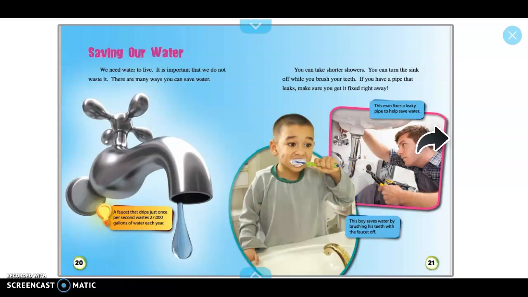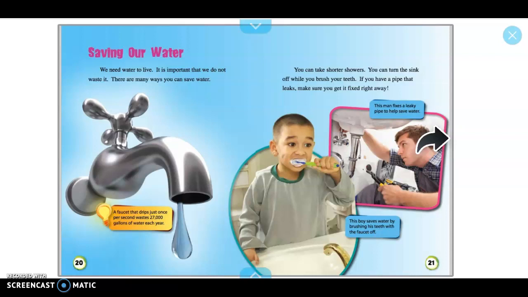Okay, saving our water. We need water to live. It is important that we do not waste it. There are many ways you can save water. You can take shorter showers. You can turn the sink off while you brush your teeth. If you have a pipe that leaks, make sure you get it fixed right away.